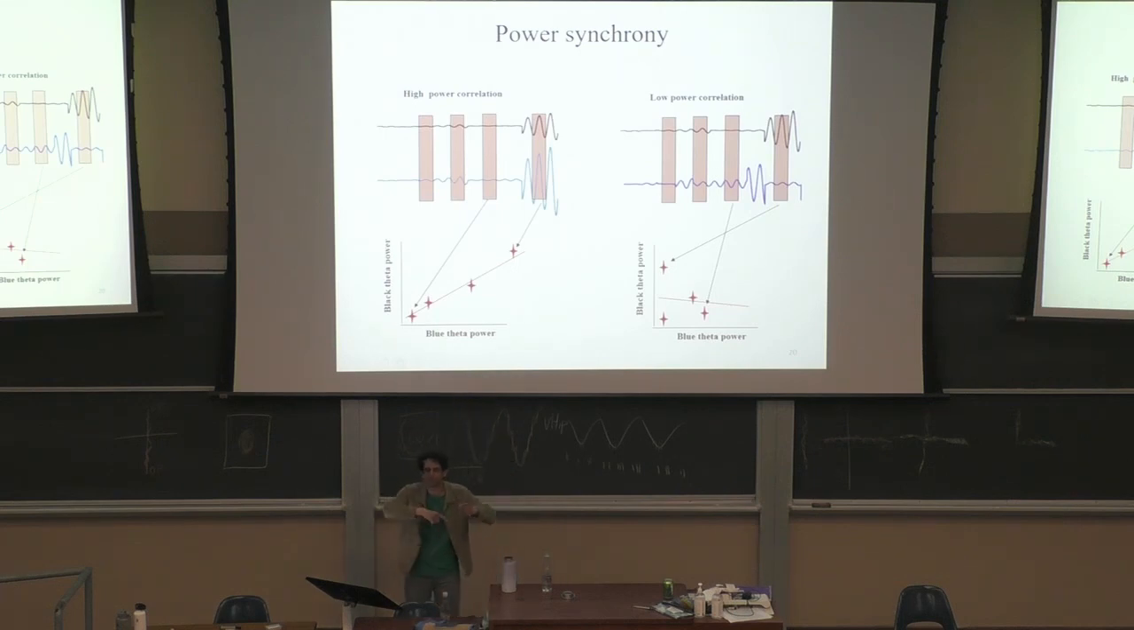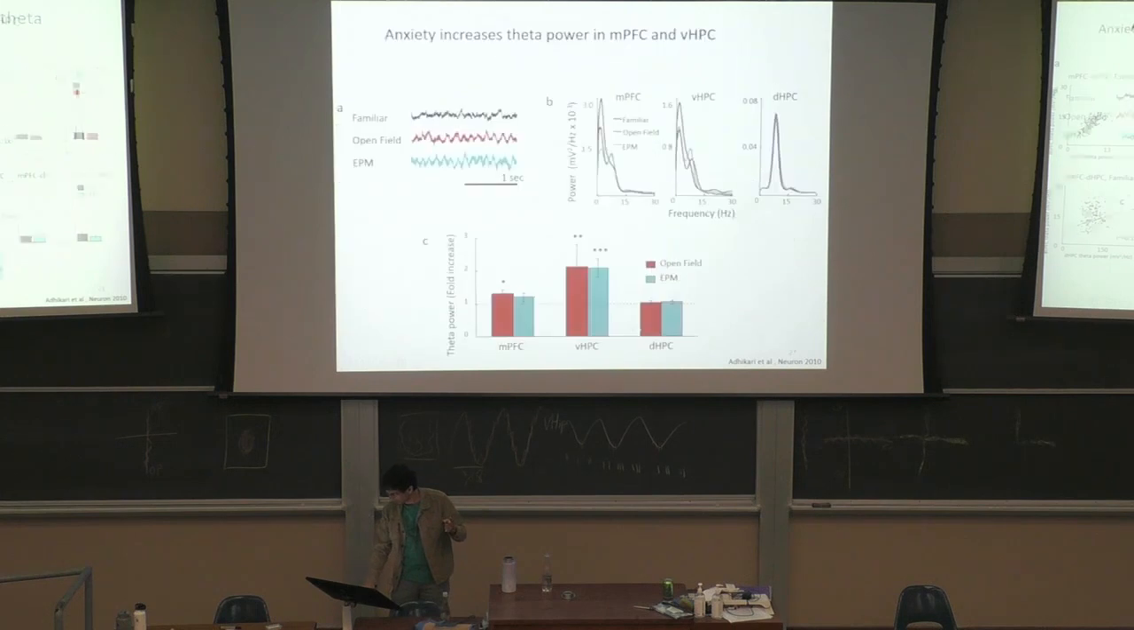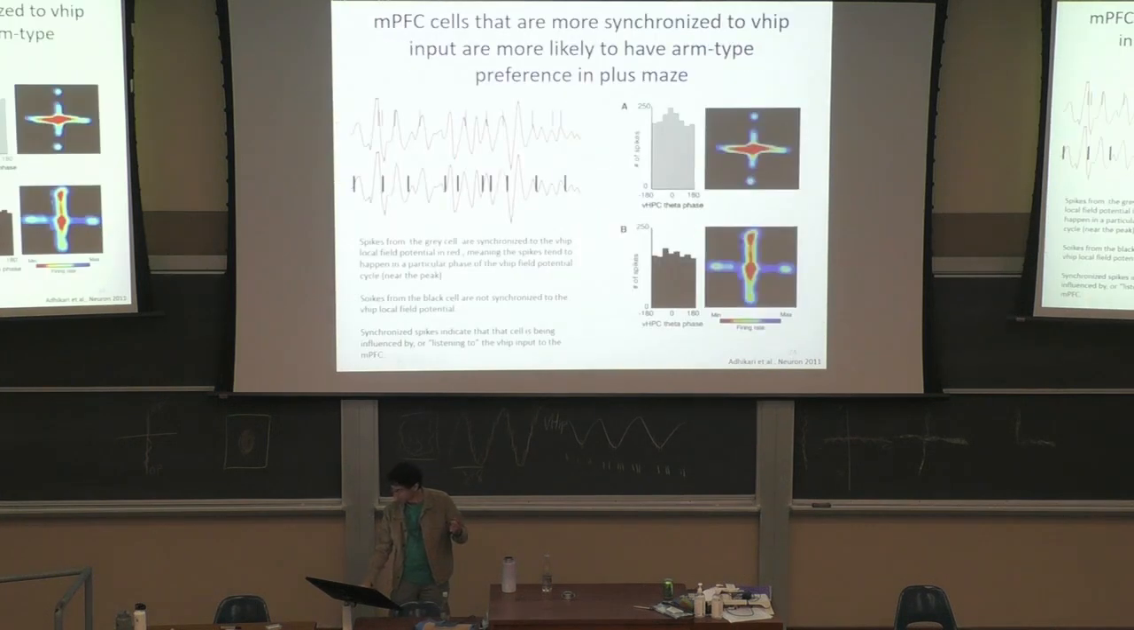So the sizes of the ups and of the theta oscillations become more correlated in the anxiety situation. That's one synchrony, and the other synchrony was here. That first result has no individual cells. It's just oscillations in both locations.